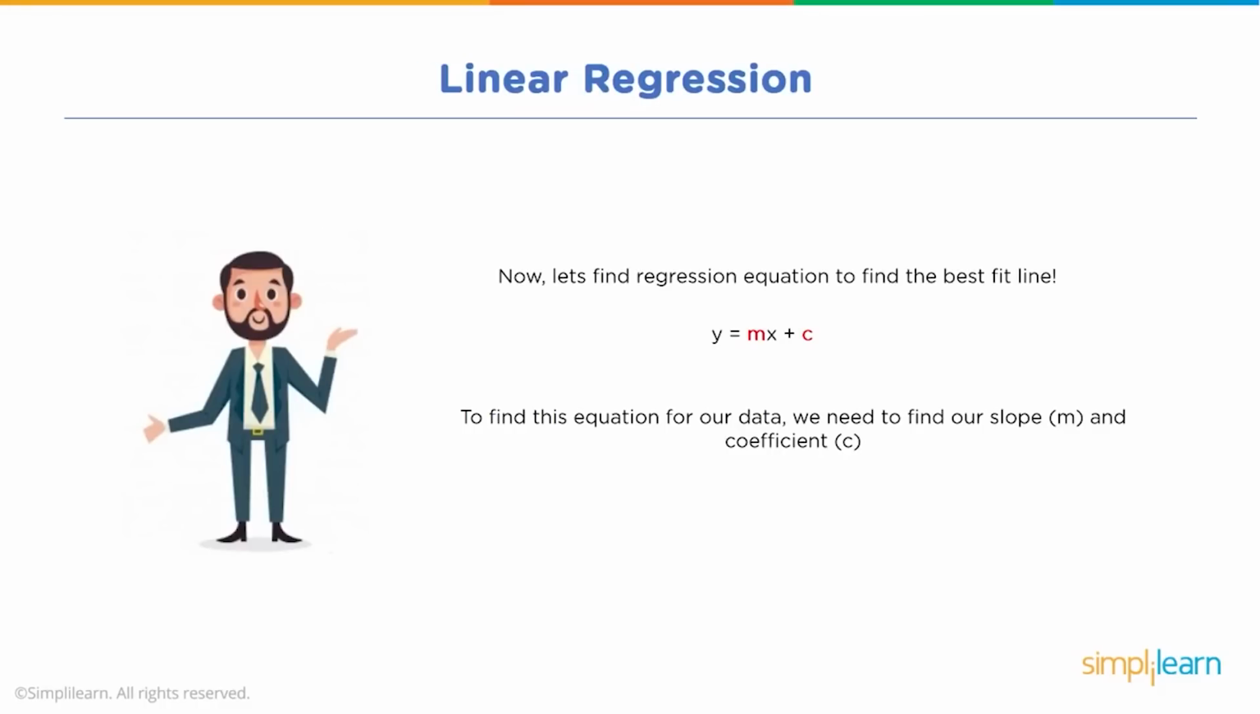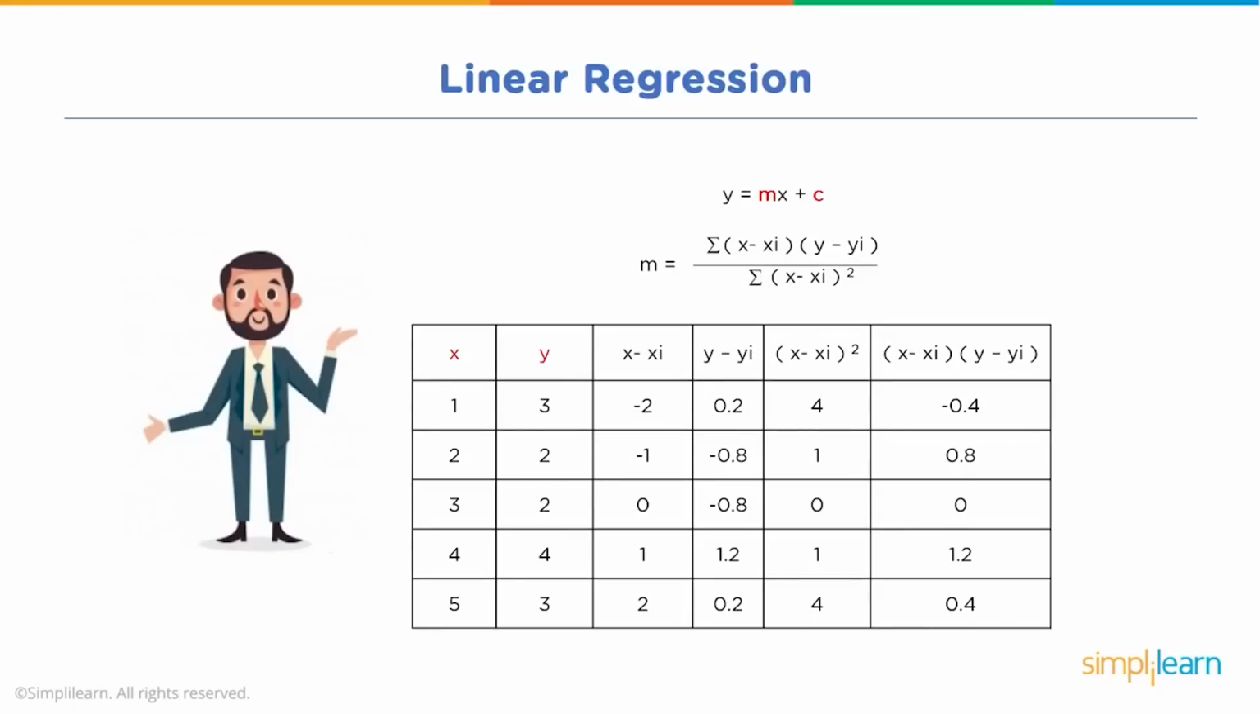So to find this equation for our data, we need to find our slope m and our coefficient c. And we have y equals mx plus c, where m equals the sum of x minus x mean times y minus y mean, over the sum of x minus x mean squared. That's how we get the slope of the line. And we can easily do that by creating some columns here where we have x, y.